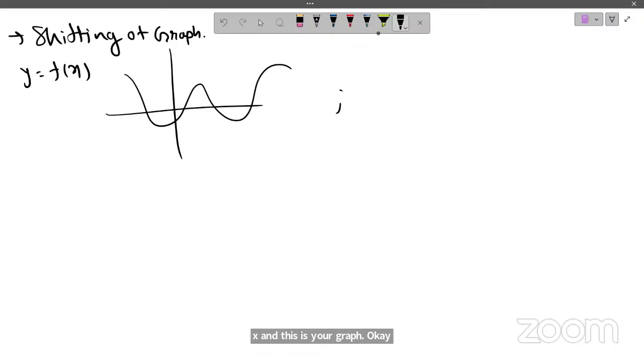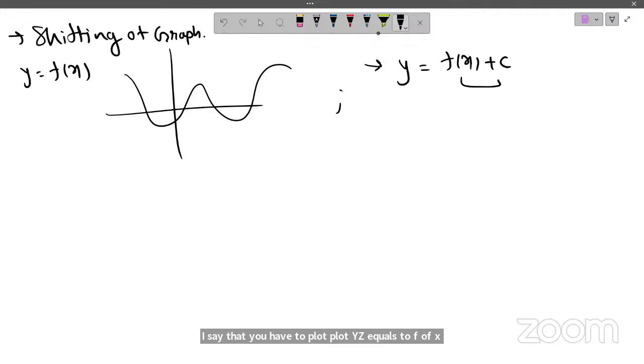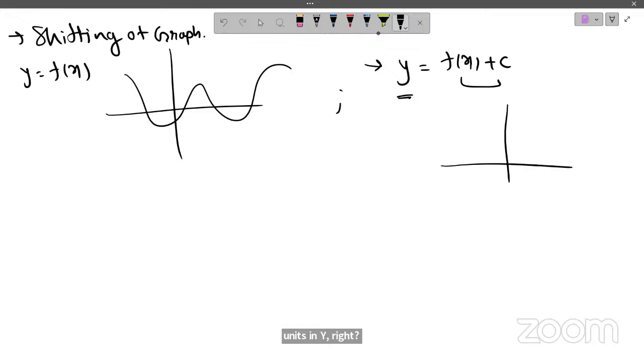Now suppose you know this graph, and I say that you have to plot y is equal to f of x plus c. Here we are adding some units in y, right? So this graph will shift upwards by c units. Suppose this point is -1, then it will shift to -1 plus c. Whatever c is, if c is negative it will go downwards, and if c is positive it will go upward.